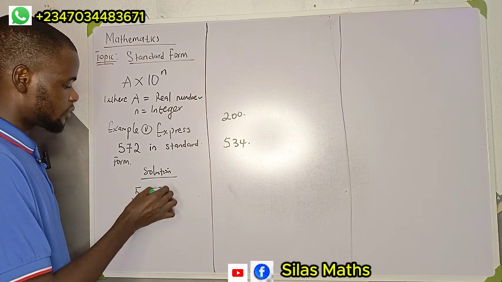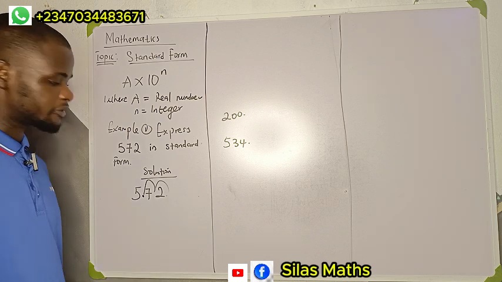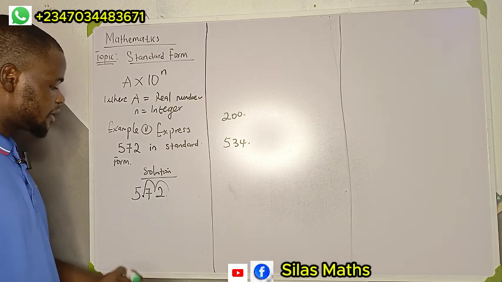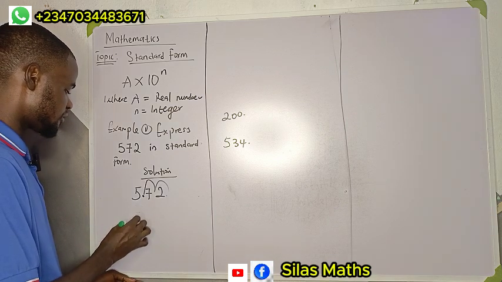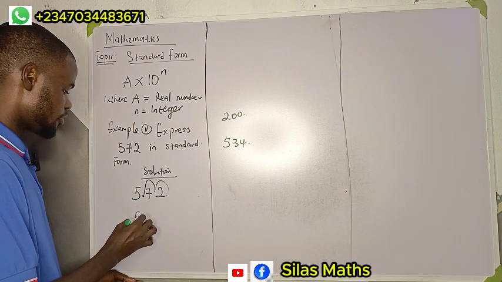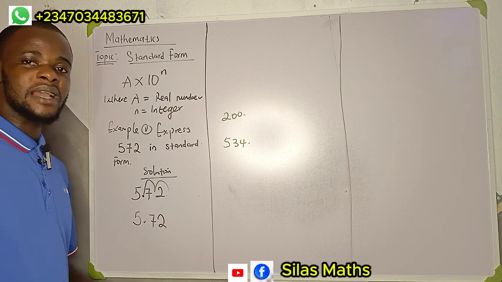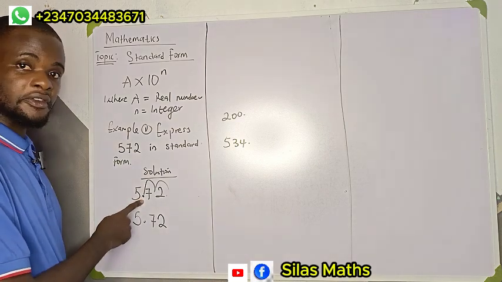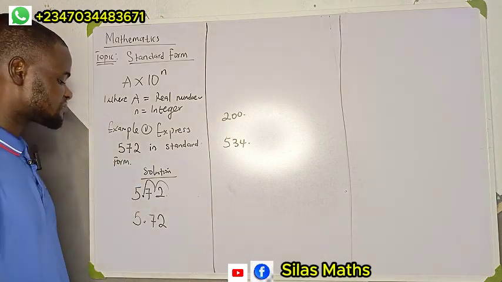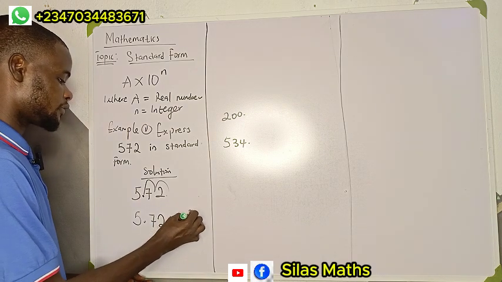So moving it, we have 1 and 2. So the point will come in front of the first non-zero digit, which is 5. So at the end of the day, the new number becomes 5.72. Now, how many times did we move the point before we arrived in front of the first non-zero digit? That's 2 times. So it becomes times 10 raised to the power of 2.